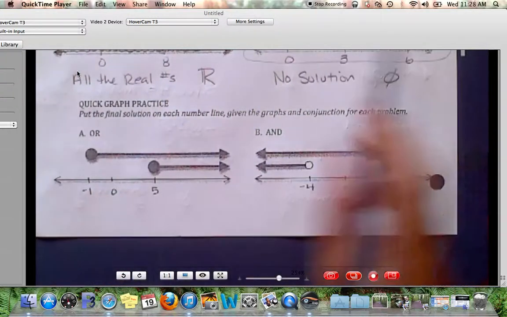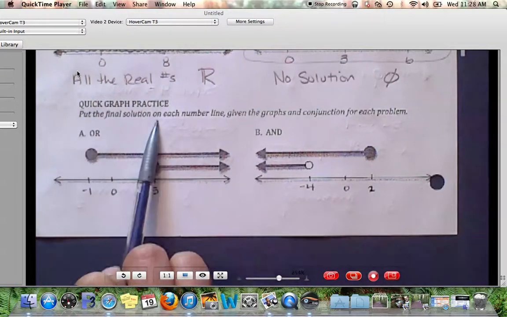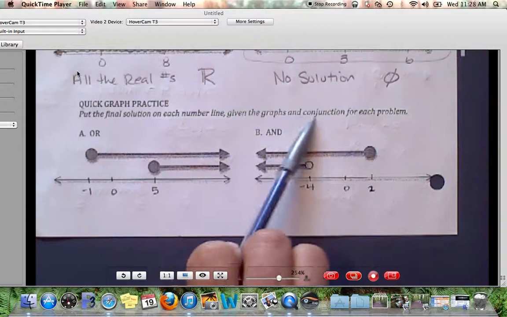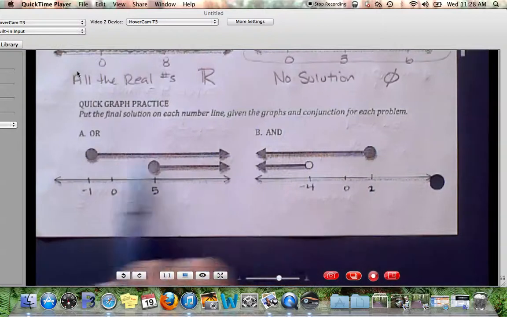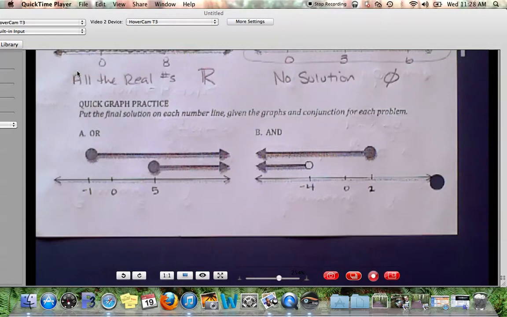Finally, quick graph practice. Put the final solution on each number line, given the graphs and conjunction for each problem. I've already graphed them for you. It says OR. I want you to do A and B first, and we will actually check those in class tomorrow. So go ahead and do A and B, bring those to class tomorrow.